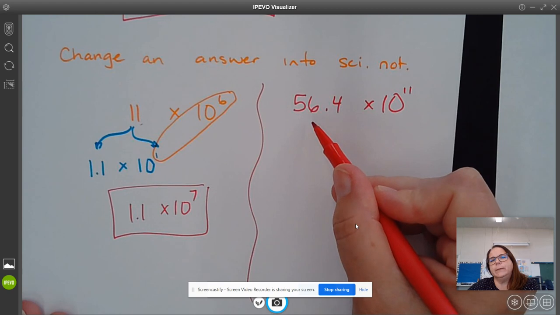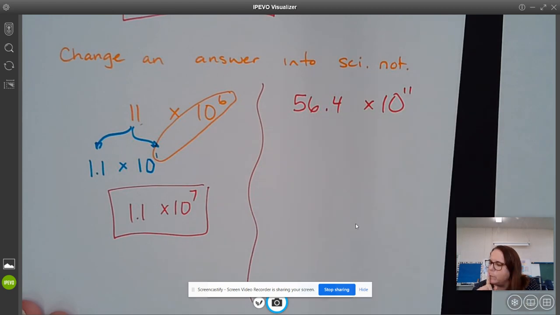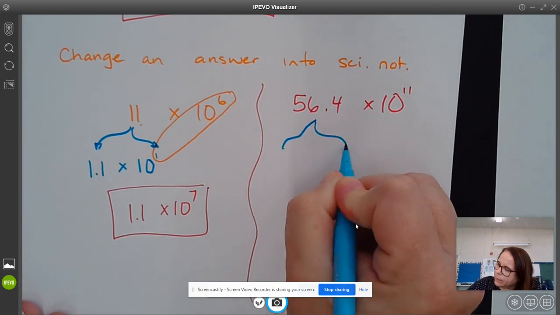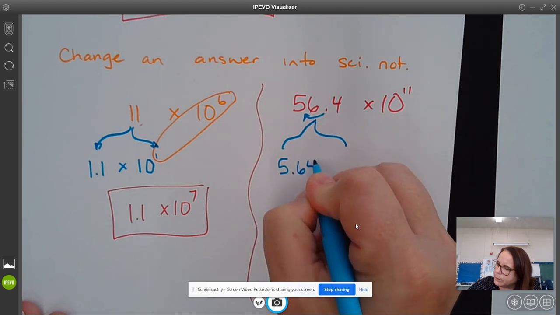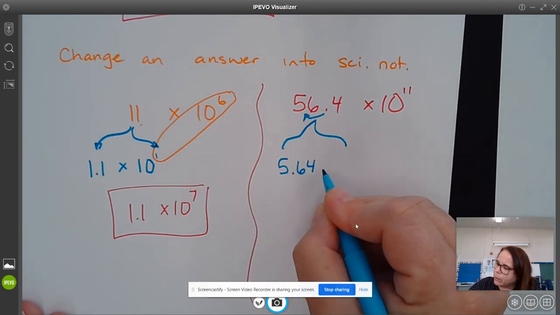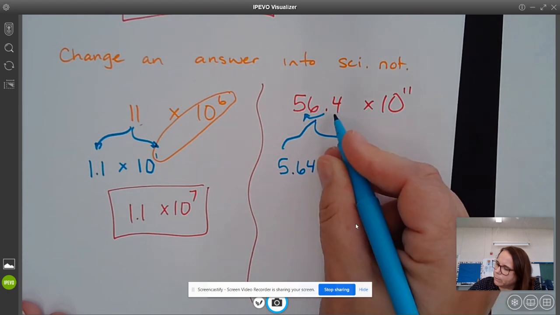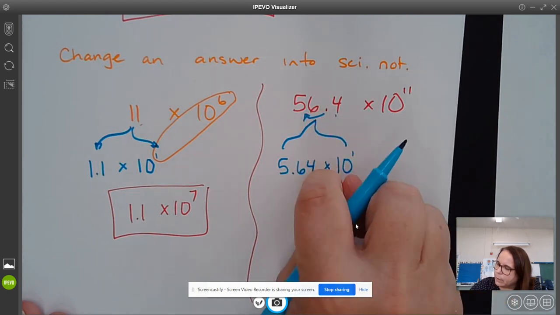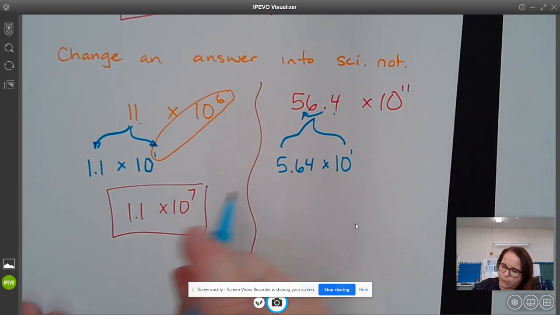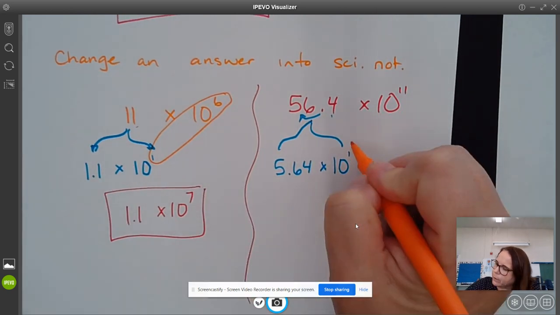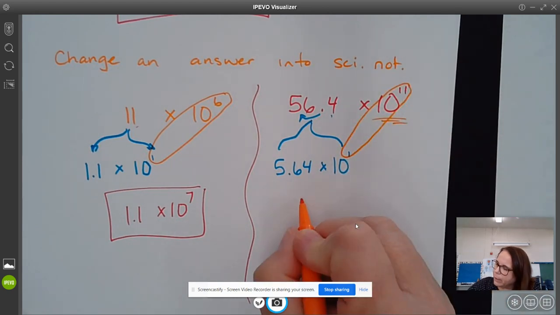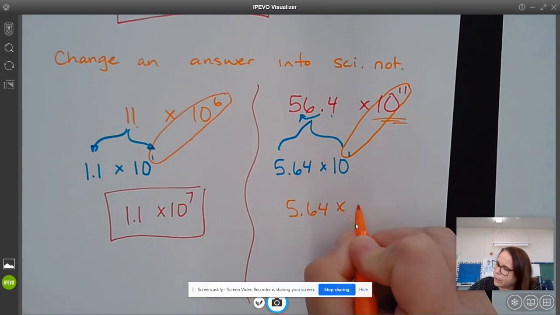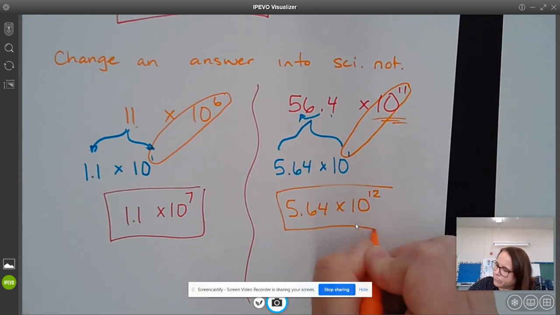So this number is obviously more than 10. So I think to myself, how can I break that number apart? I need to make it less than 10. So it's going to be 5. I'm going to have to move this decimal one place, 5.64. And then if I would just multiply that by 10, then that is now the same number, just with this extra power of 10. And so then I can rewrite my answer. I already have this power of 10 over here, so I'm going to add it to that one. So my answer is 5.64 times 10 to the 12th power.